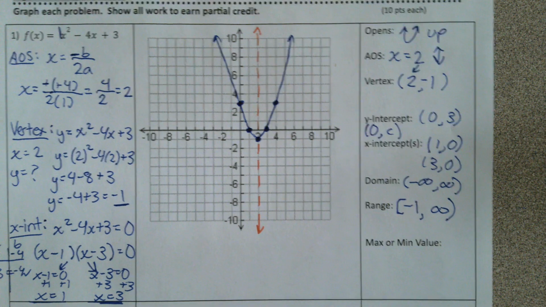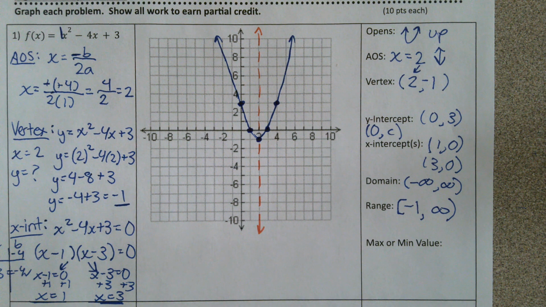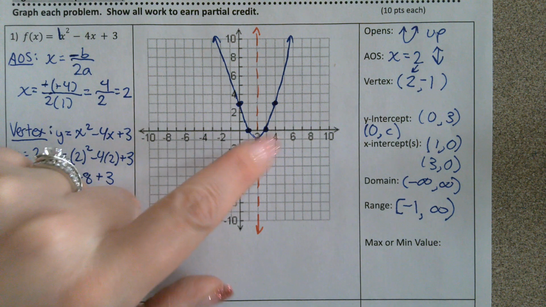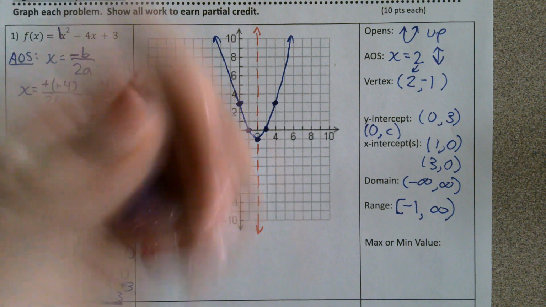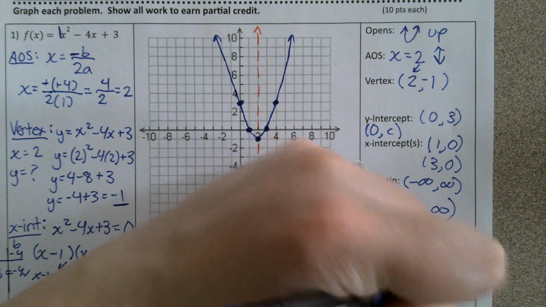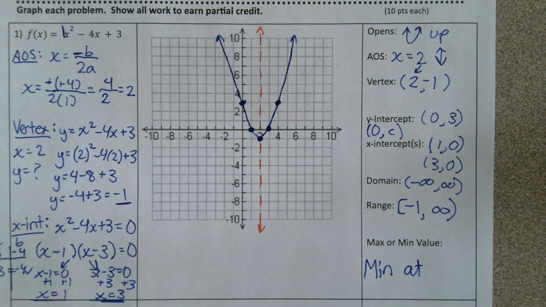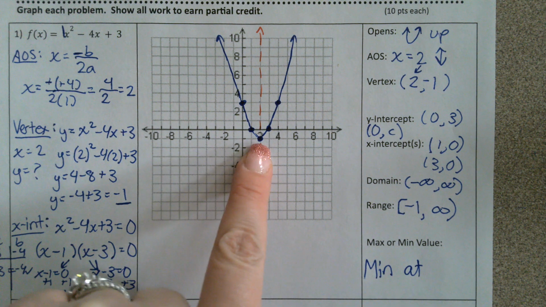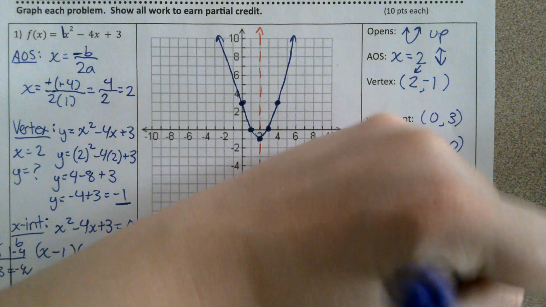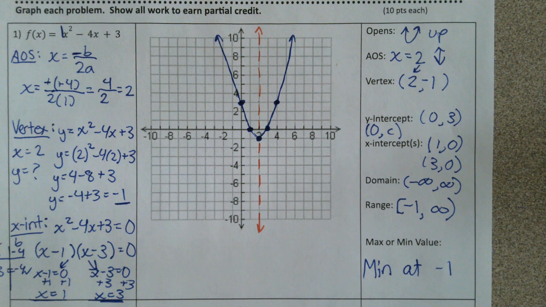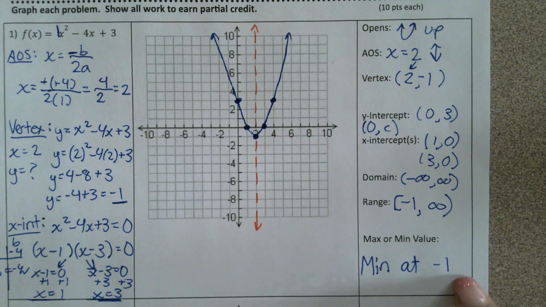Lastly, this is a formality. Do we have a maximum or a minimum? So find your vertex. This is the lowest point on the graph, so this is a minimum. Minimum at, and then we have to say the y value of that point, which is also in our range, negative 1. Please write min or max if that's your problem, at, and then the number.